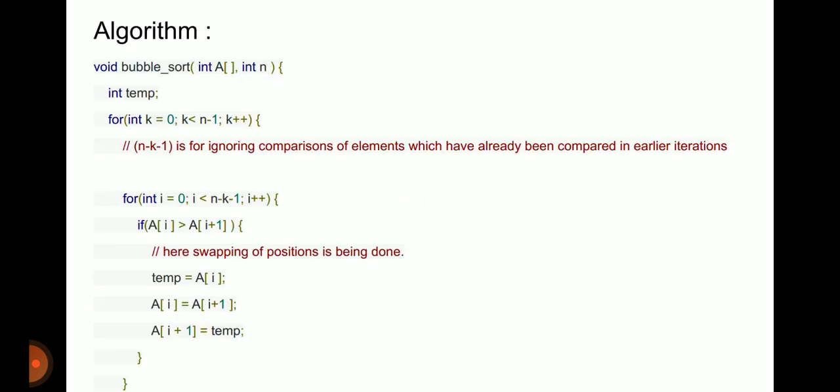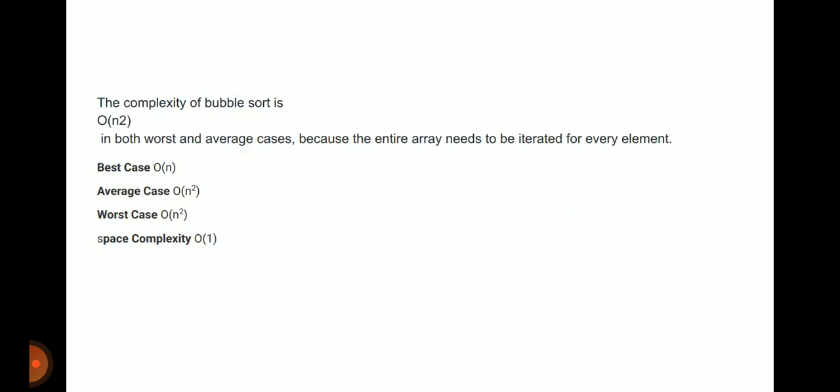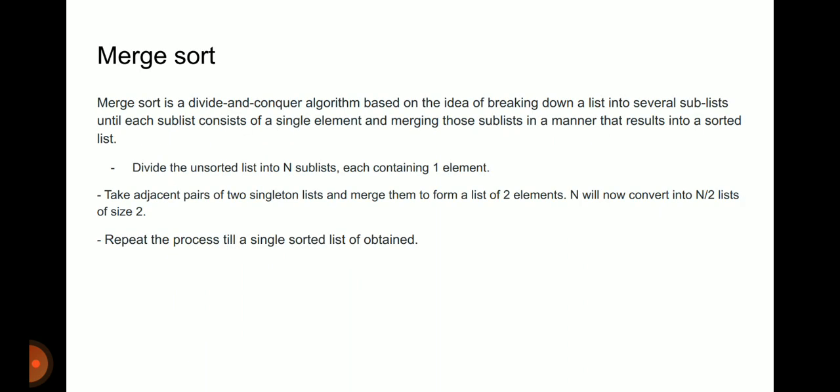Algorithm for bubble sort. Now the time complexity of bubble sort is big O of n square in both worst and average case because the entire array needs to be iterated for every element. And the best case of bubble sort is big O of n, and the space complexity of bubble sort is big O of 1. Let's move on to merge sort.